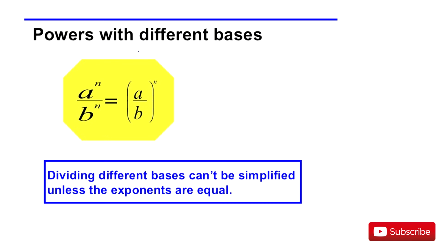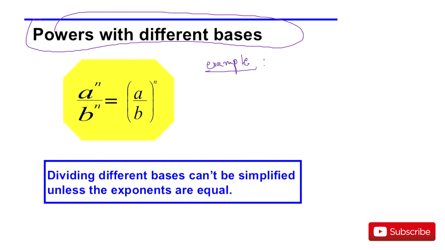अभी हमने multiplication का करा, अब हम करेंगे डिवीजन से रिलेटेड। आइए इसको भी एग्जाम्पल के थ्रू समझते हैं। Dividing different bases can't be simplified unless the exponents are equal. That means जैसे हम लेते हैं, let us take a number 12, right? 12 to the power say 2 upon, let's take another number 13 to the power 2.